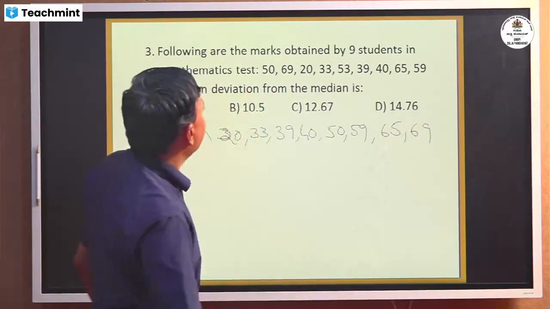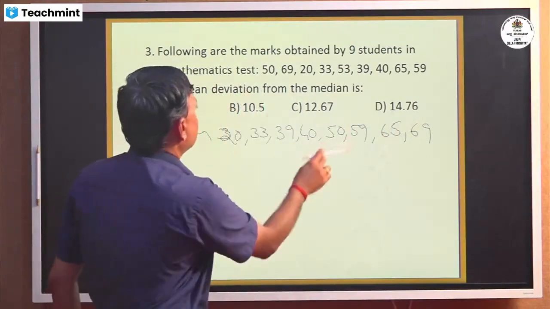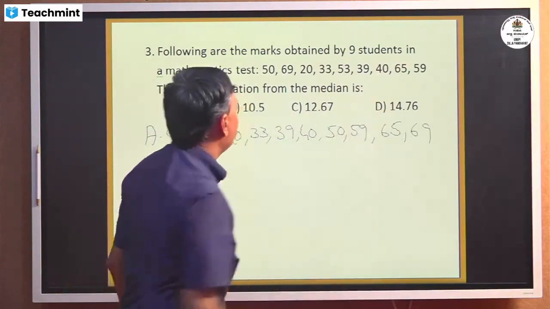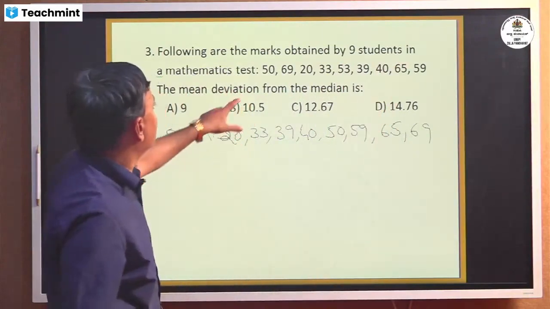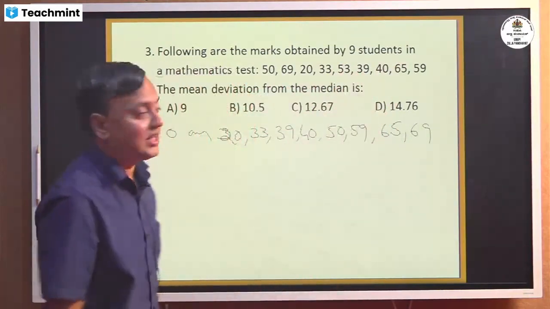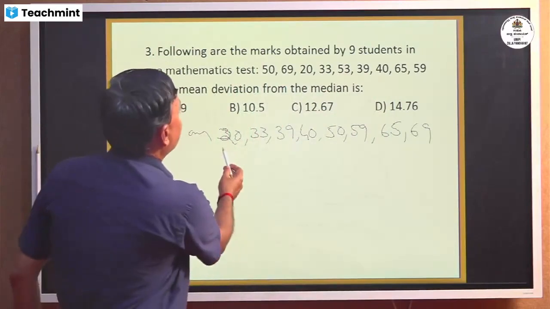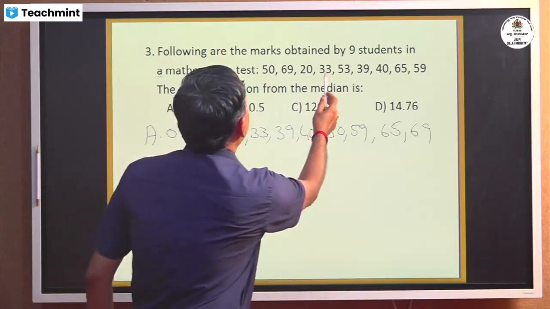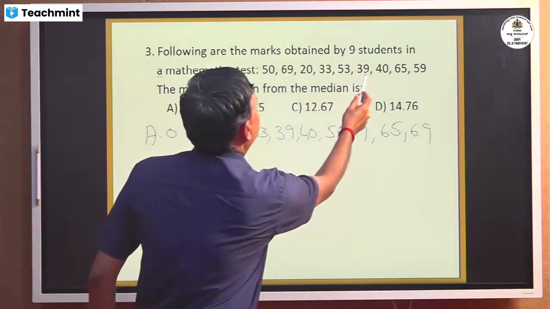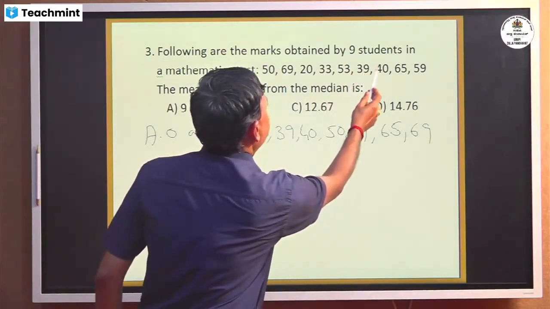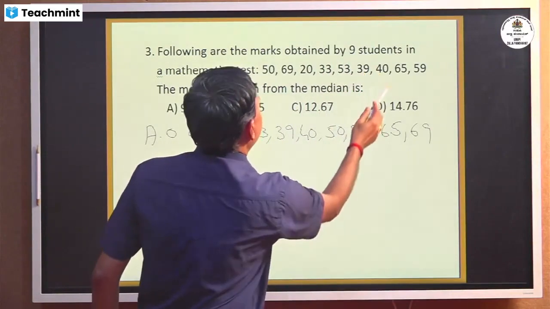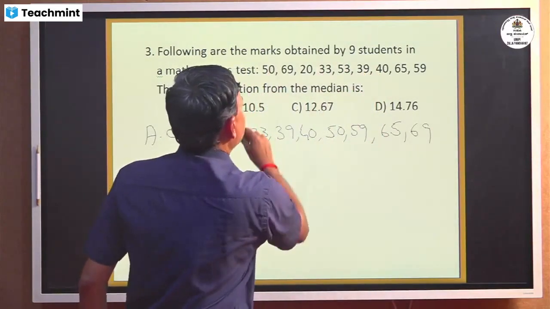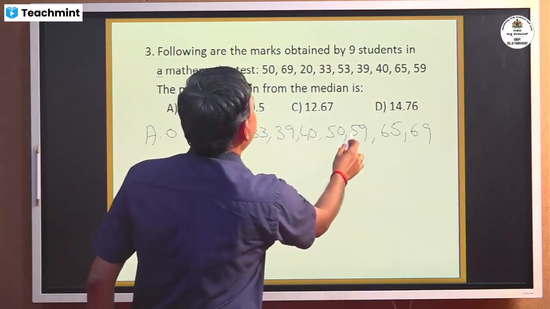So here total, one more missing here, actually 9 observations, correct. So the least one is 20, then next 33, next 39, 39, next 40, then next 40, next 50, 50, next 59, correct.